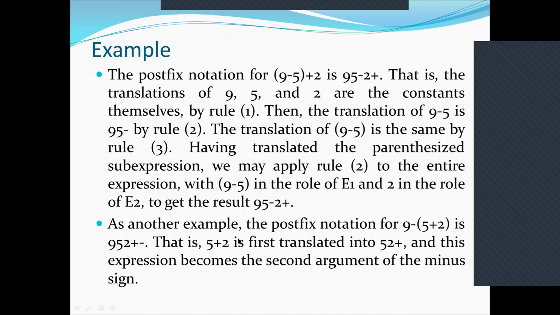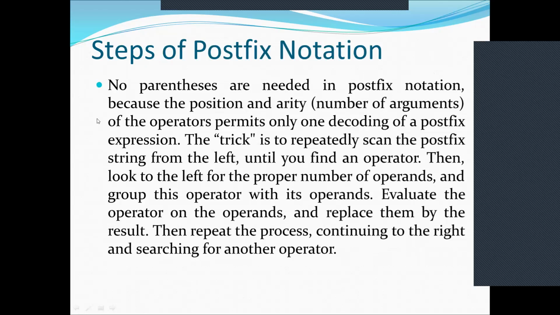That is what is explained here. 5 + 2 is first translated into 5 2 +, and this expression becomes the second argument of the minus sign. So the answer will be 9 5 2 + -. Here 5 2 + comes first, then 9 5 2 + - comes next. This is the postfix notation for the expression 9 - (5 + 2).